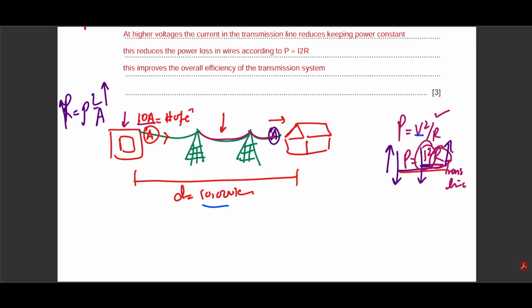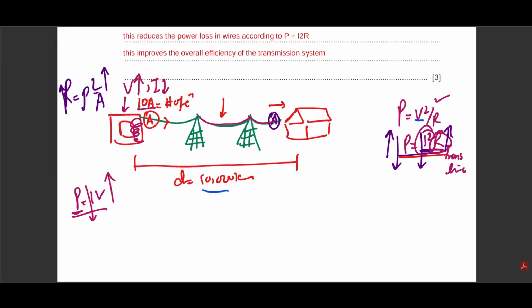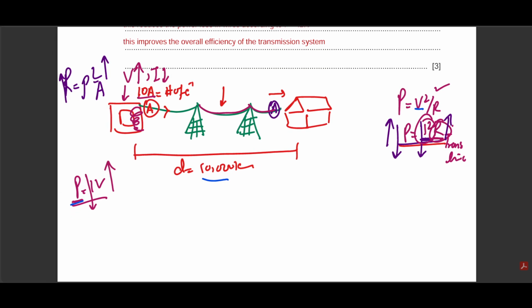So if I have more turns on the secondary side, if I increase the voltage, the current decreases. Why? Because power is equal to current into voltage. If I'm producing a high voltage, the same amount of power can be produced at a lower amount of current. And since power is a consumable item, we can't have an infinite amount of power. The power is constant. We can't change that.